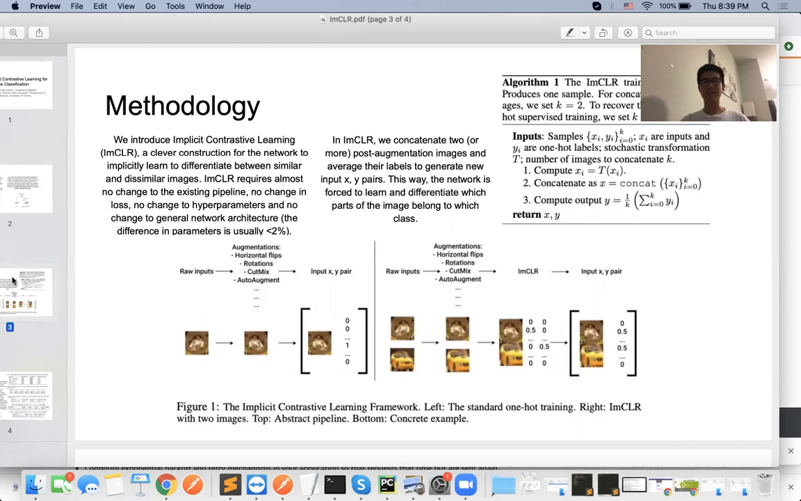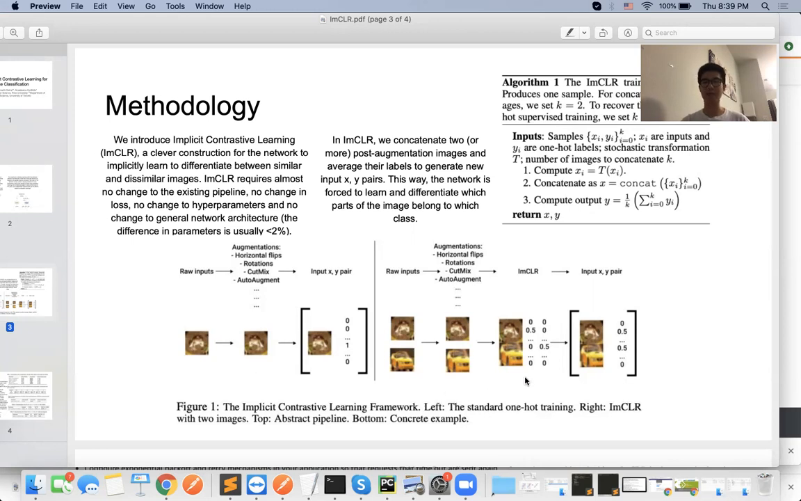So our idea is implicit contrastive learning, or ImCLR. And the way we induce implicit contrastive learning is through a clever construction. Namely, we add an additional step in the augmentation pipeline, which is post-image augmentation and prior to the input. So as you can see here on the bottom, on this left side is the standard one-hot image pipeline, which you may be familiar with for image classification. And on the right is the ImCLR pipeline.